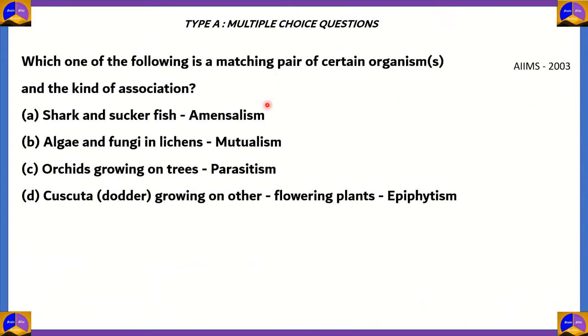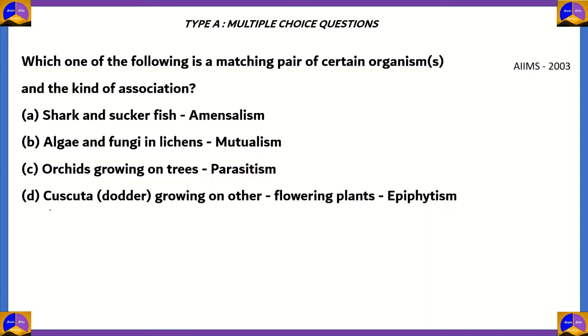Astronames 2003. Which one of the following is a matching pair of certain organisms and the kind of association? Is it option A, shark and suckerfish, amensalism; option B, algae and fungi and lichens, being mutualism; option C, orchids growing on trees, parasitism; or is it D, Cuscuta or dodder growing on other flowering plants, epiphytism? Let's look at the following cases.